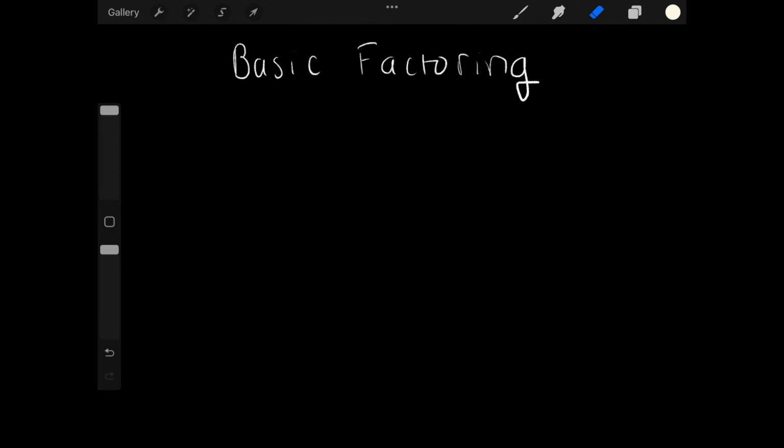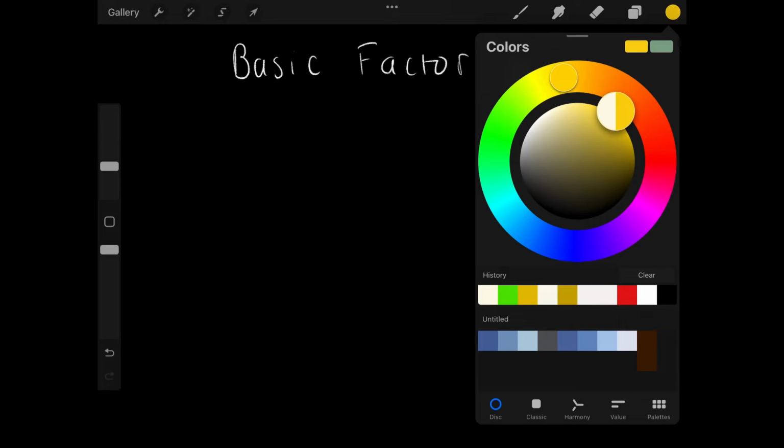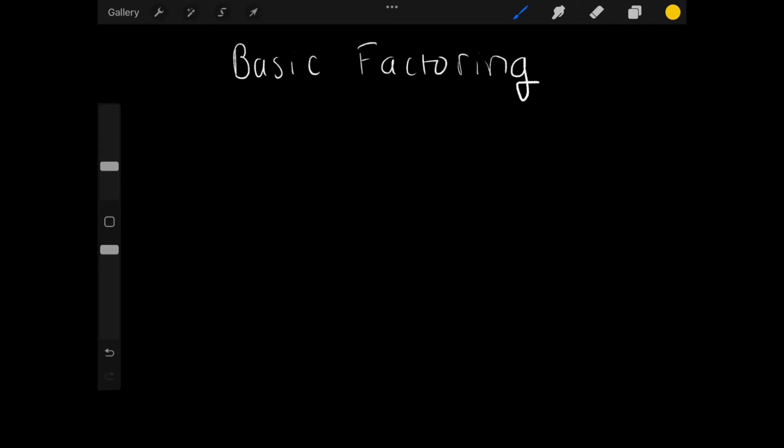So let's get right into a practice problem because I'll walk you through it and it'll be a good learning experience. So 5x minus 25. We're going to start with this easy problem and then we're going to slowly work towards some harder problems. So the first step is to find the GCF.